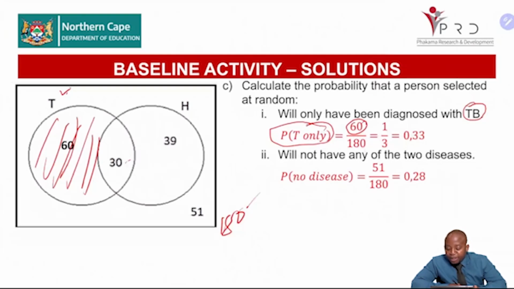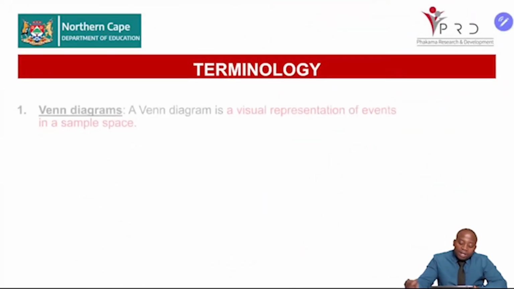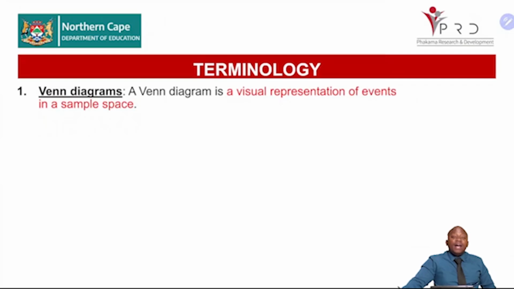Then calculate the probability that a person selected at random will not have any of the two diseases. Probability of no disease, which is the one that is outside of the events, it is 51 over 180, which is 0.28. Now let us zoom in on our lesson.